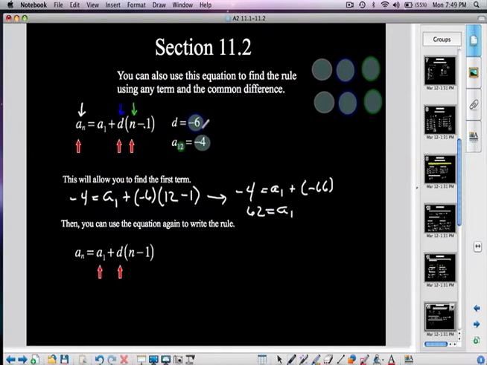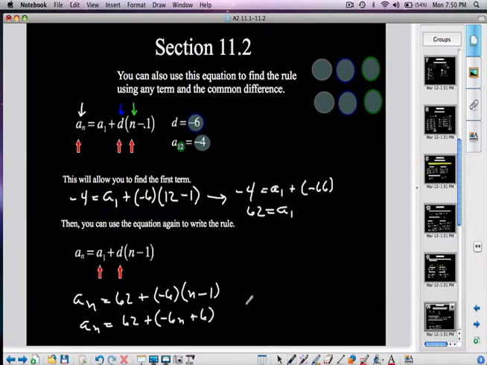Now if I know a sub 1 and the common difference, I know that a sub n is equal to 62 plus negative 6 times n minus 1. So a sub n will be equal to 62 plus negative 6n plus 6. So my rule here is a sub n is equal to negative 6n plus 68.